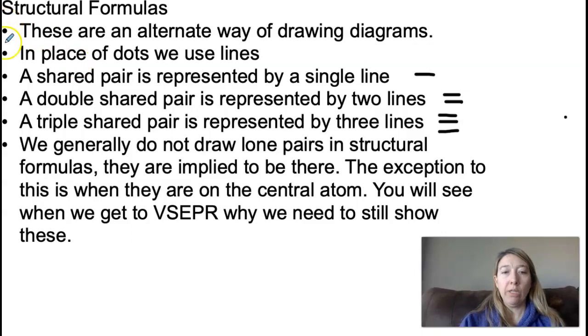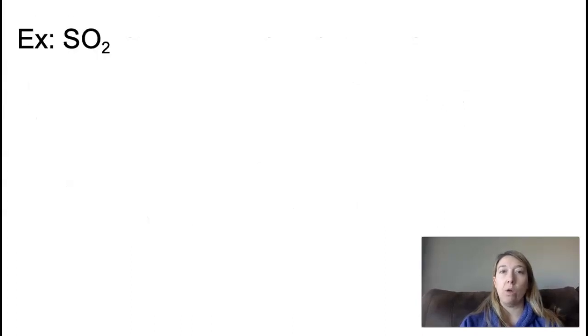Okay, so let's look at an example of what this is going to look like. You are still generally going to find that you have to draw your Lewis dot diagram first. The reason you still have to draw a Lewis dot diagram is you need to know how many bonds there are, and you need to make sure that you've drawn that molecule correctly. If you try to skip that step and go straight to a structural, sometimes it works, but a lot of the time it doesn't because your structural doesn't actually match up. And if you actually figured out how many electrons you had, you'd see that it doesn't work out at all.